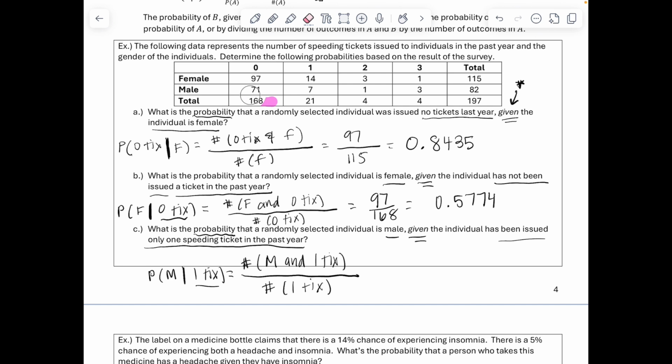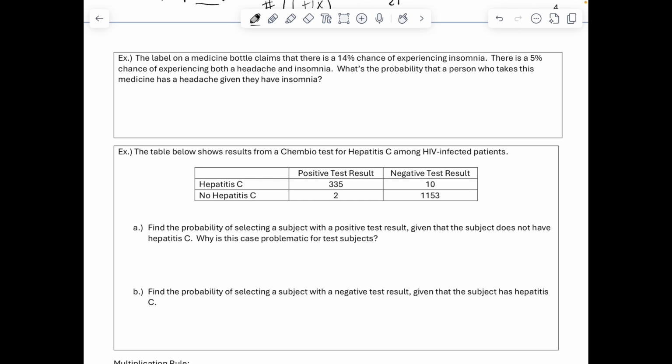So above we have the denominator, which is issued 1 ticket, and we know that there's 21 people that were issued 1 ticket. And then how many of them are men that were only issued 1 ticket? And so that would be 7. And so we're going to have 7 over 21. And dividing it out and rounding to 4 decimal places, we get 0.3333. The label on a medicine bottle claims that there is a 14% chance of experiencing insomnia.